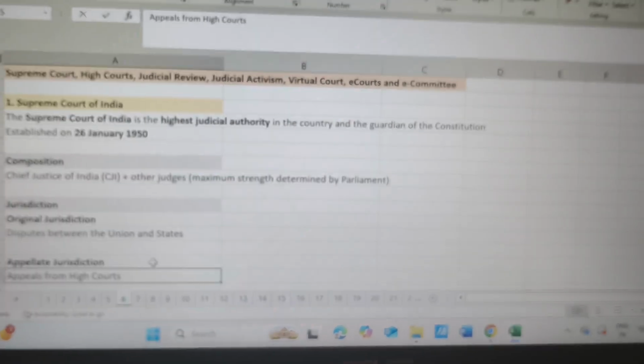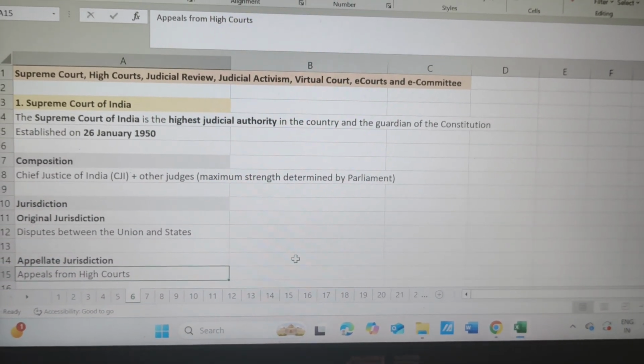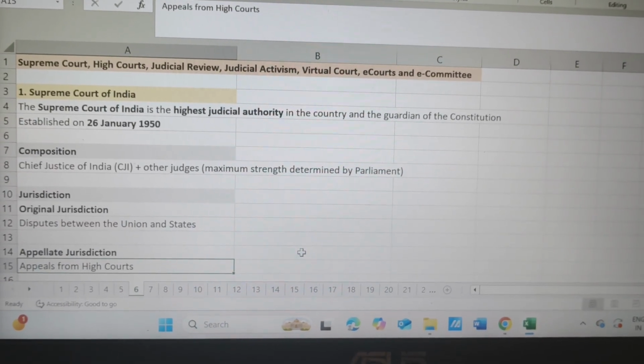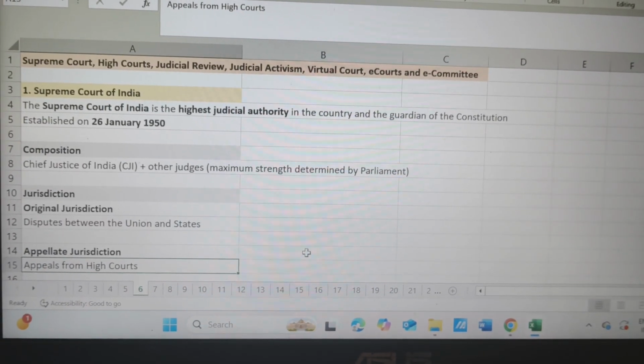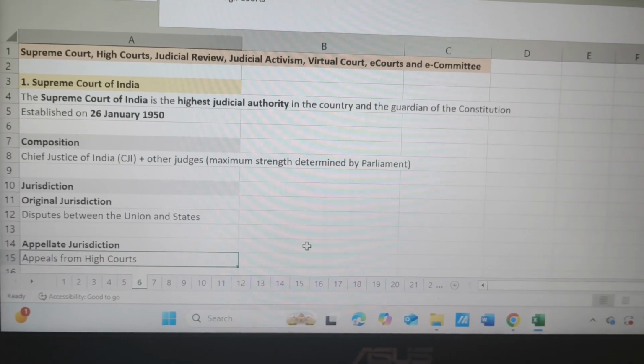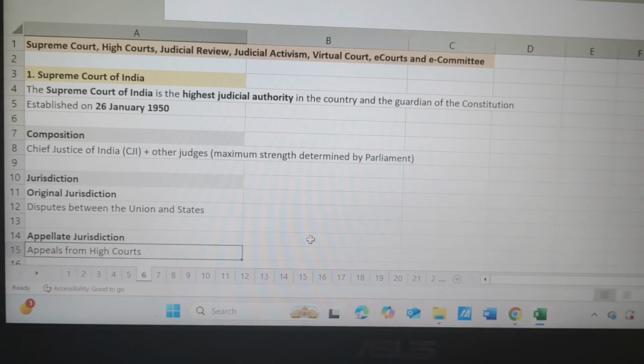The Supreme Court of India is the highest judicial authority in the country and the guardian of the Constitution. It was established on 26 January 1950. Its composition is Chief Justice of India plus other judges, maximum strength determined by Parliament.